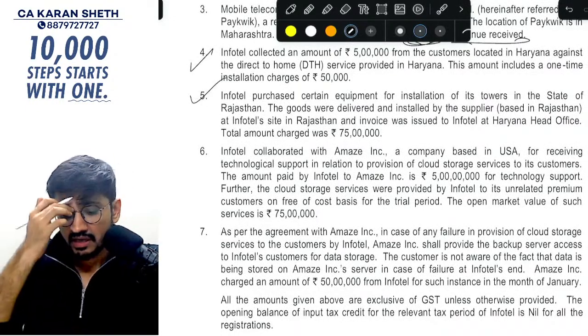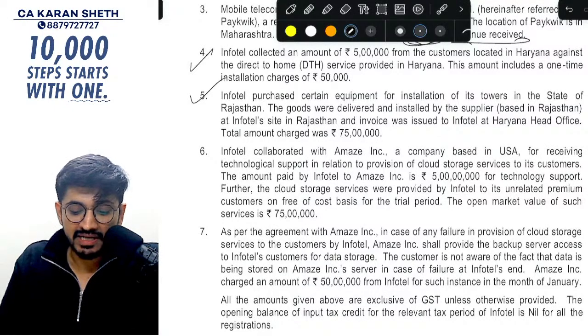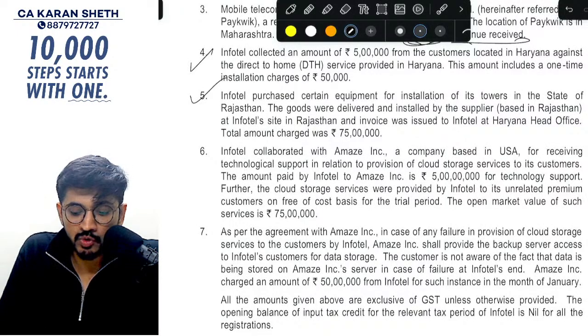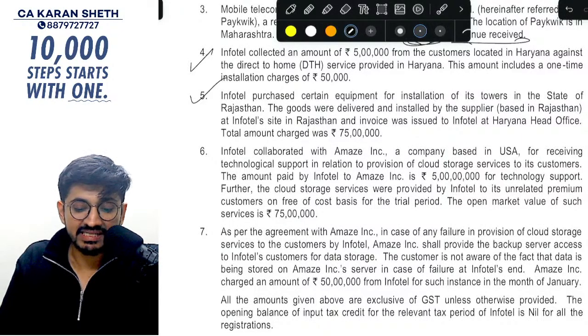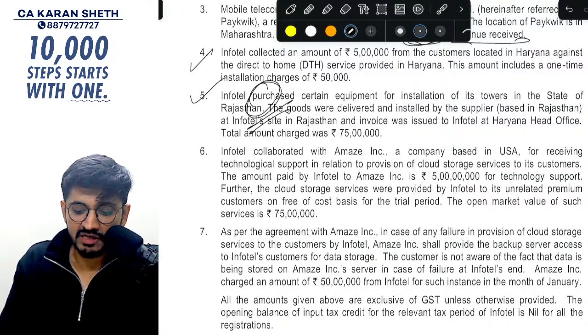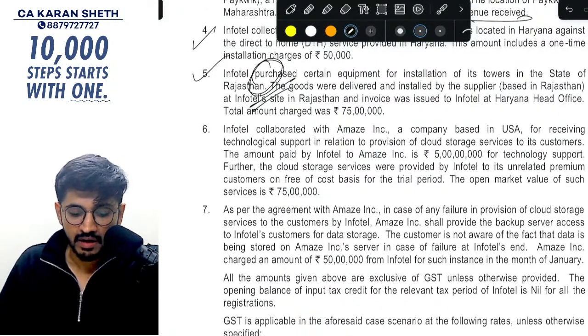Next is, my dear friends, Infotel purchased equipment for installation of its towers in the state of Rajasthan. The goods were delivered and installed by the supplier at Infotel's site in Rajasthan. An invoice was issued to Infotel at Haryana head office. Total amount charged was 75 lakhs. Understand, now we are talking about purchase transactions. This purchase transaction was definitely within India, on which obviously I will deserve ITC, right?